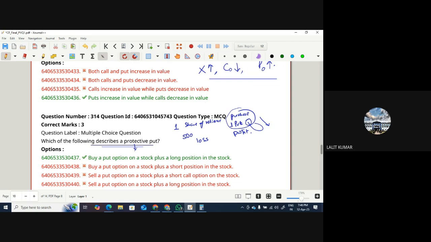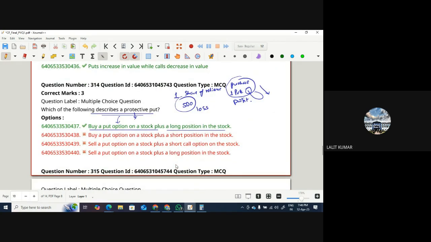Yes, sir. So what I'm doing is buying a put option on a stock plus a long position in the stock. This is my long position, and this is my put option. The opposite of this is, if I am not wrong, the covered call. In the covered call, we have a share, and I sell the call option. So the effect remains the same: if this stock goes down, I don't have to pay anything because I'm selling a call option.